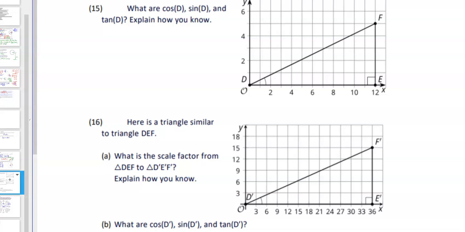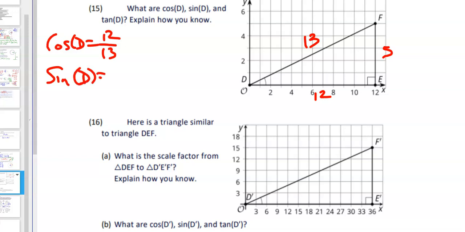All right, so problems 15 and 16 are kind of together. The length here is 12, the length here is 5, so if I use the Pythagorean theorem, I get the hypotenuse to be 13. So cosine of angle D would be 12/13. Sine of angle D would be 5/13. And tangent of angle D would be 5/12.